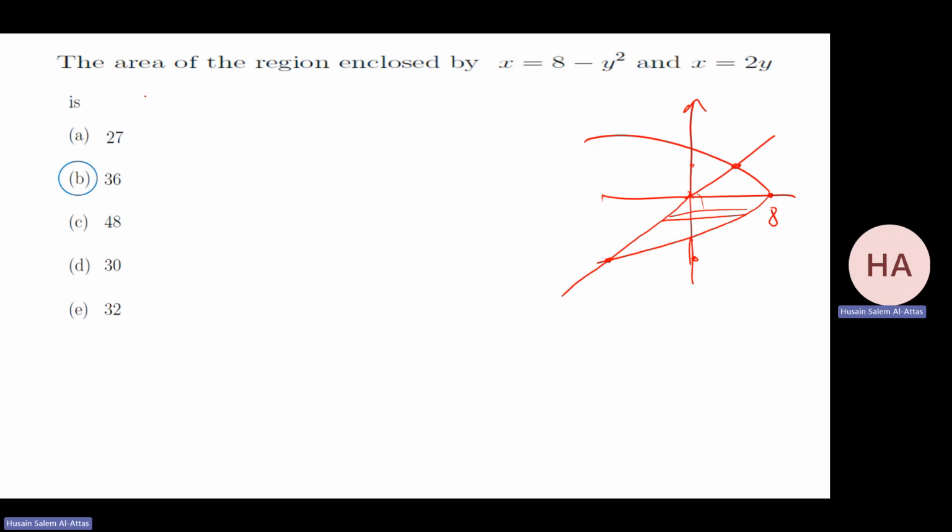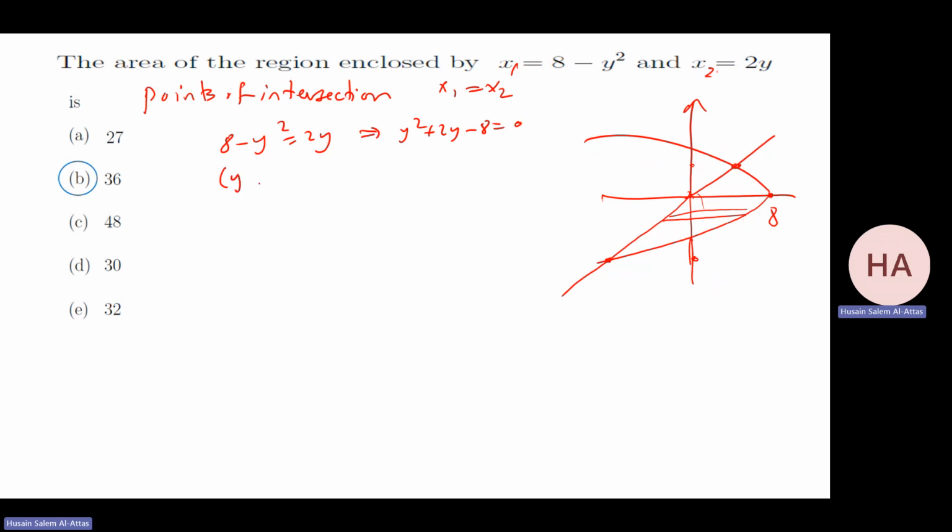How to find the points of intersection? As usual, I have called them x1, x2. So I have x1 equal x2. So I have 8 minus y squared equal to y. I have y squared plus y minus 8 equal to 0. So I have y plus 4 times y minus 2 equal to 0. So I have y equal 2 or y equal minus 4. So I have this point, make it minus 4, and this is 2.